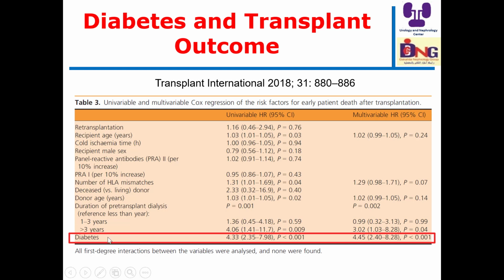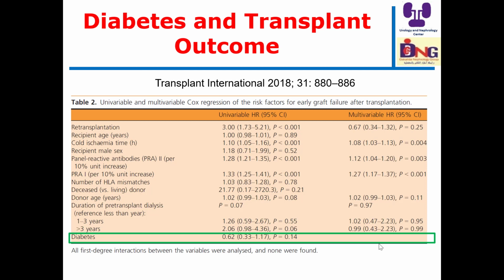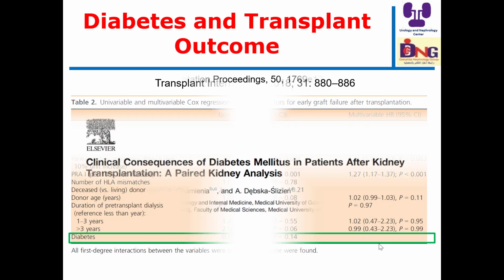Regarding the solid outcome criteria of transplantation based on diagnosis of diabetes, if the patient is diabetic, the hazard of mortality increased fourfold in univariate and multivariate analysis. So the patient died significantly more if the patient is diabetic, but the graft is not affected significantly by diabetes.